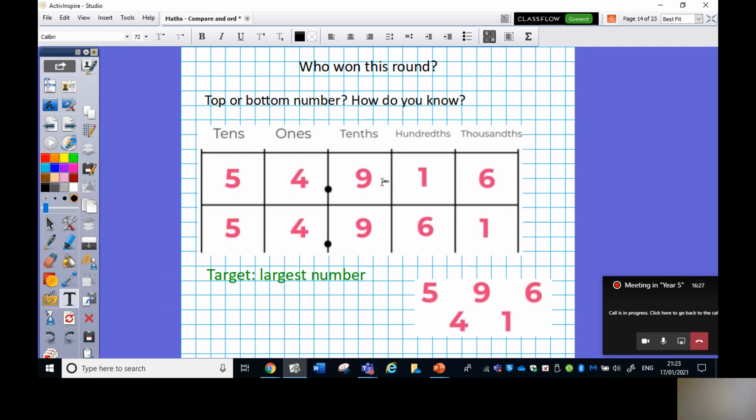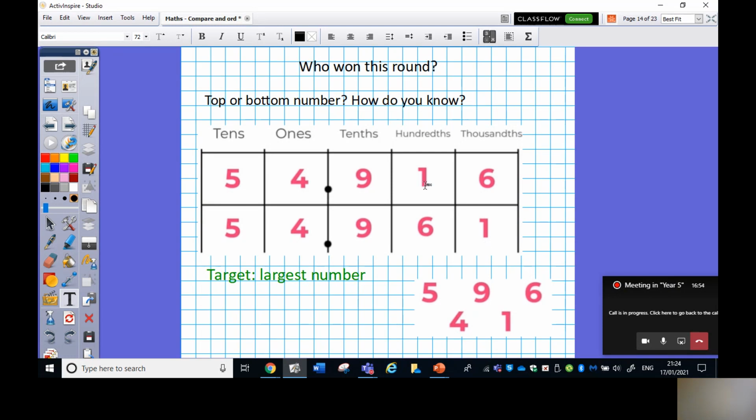They got 54.916 and 54.961. So let's take a look. They both have 5 tens. They both have 4 ones. They both have 9 tenths. The bottom one has 6 hundredths, and the top one has 1 hundredth. So actually, I know that the bottom one has more hundredths. Therefore, it is the largest number and they won.